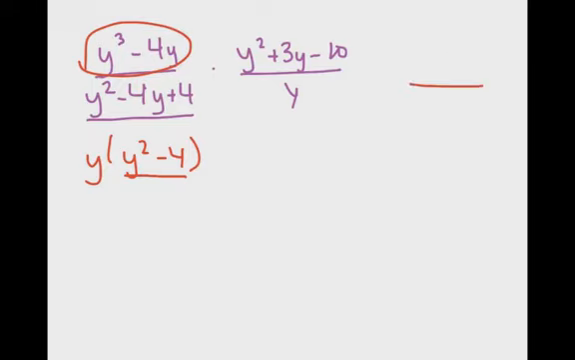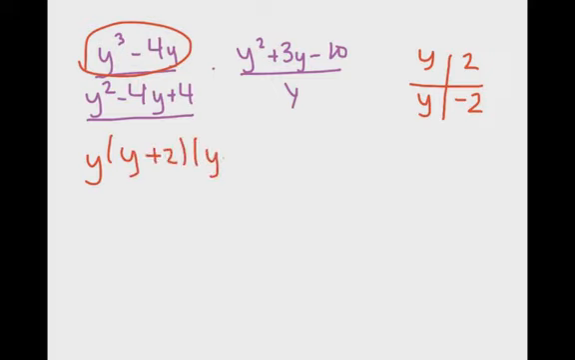Off to the side here, we will factor y squared minus 4. So we have a y on both sides on the left, and we have a positive 2 and a negative 2. So we're going to replace our original parentheses with our new ones, y plus 2, and then y minus 2.